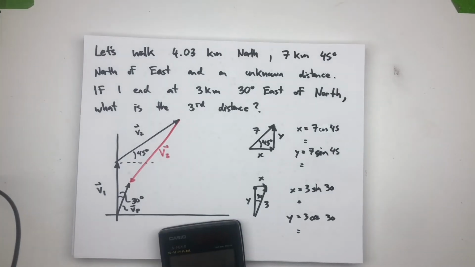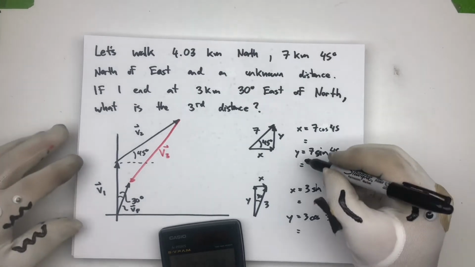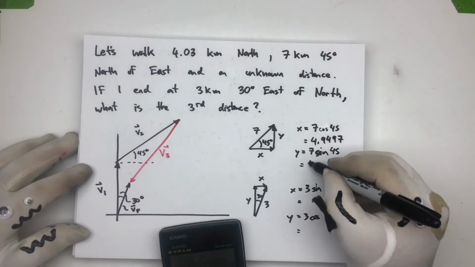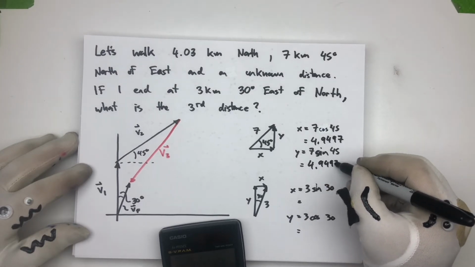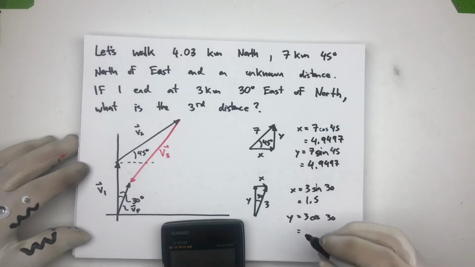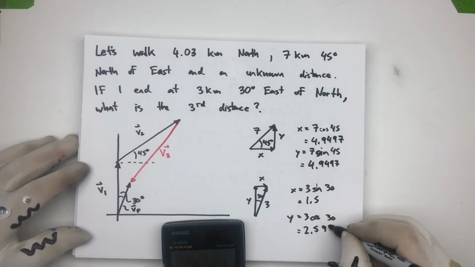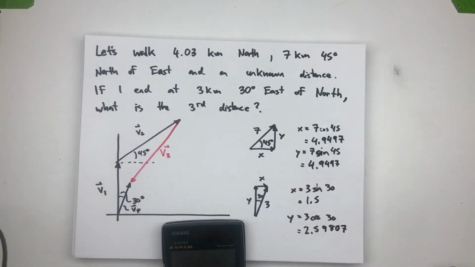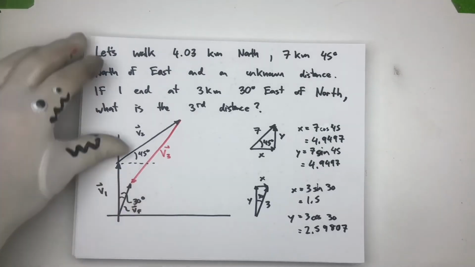So 7 cosine 45. Make sure I'm in degrees. Yes, I am. So it's going to be 4.9497. And this one will also be 4.9497. This one here is 3 sine of 30, 1.5, and then cosine of 30 is going to be 2.598107. Great. So now I have all my components. Now I can start playing with this thing.